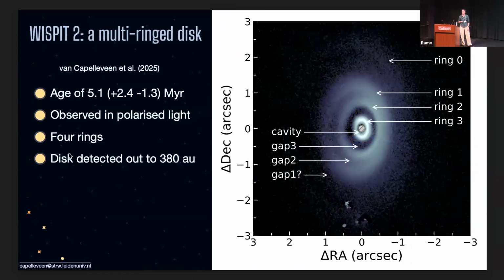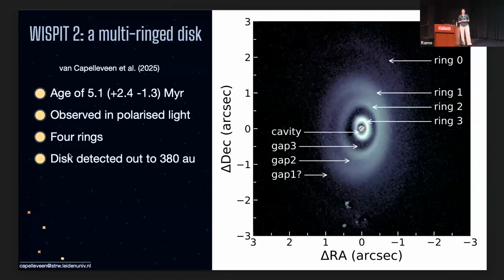So this shows the WISPIT 2 system, a 5 million-year-old star. And when observed in polarized light, you can clearly see these 4 different rings, and a disk that is detected out to at least 380 AU. Now, when we got this image, the whole team did agree that we definitely wanted to observe this some more.